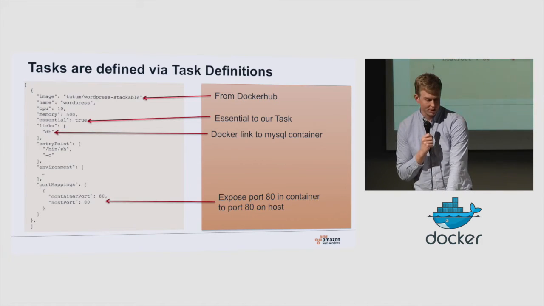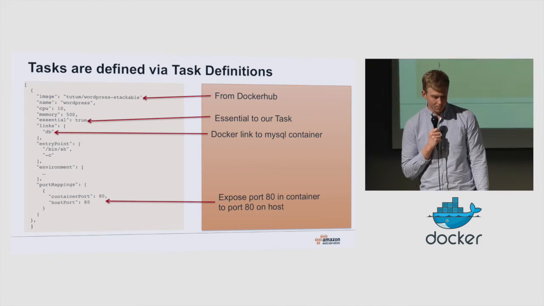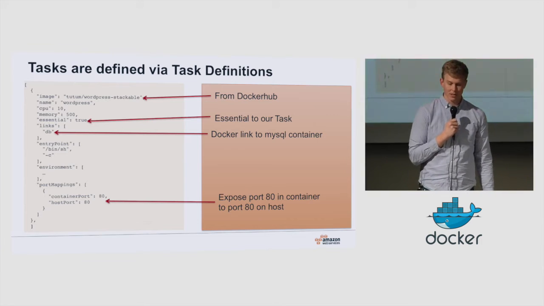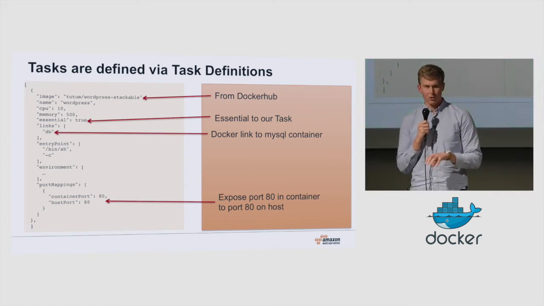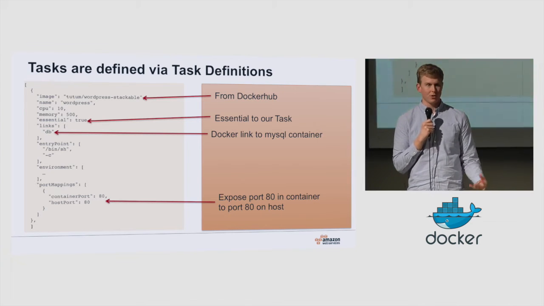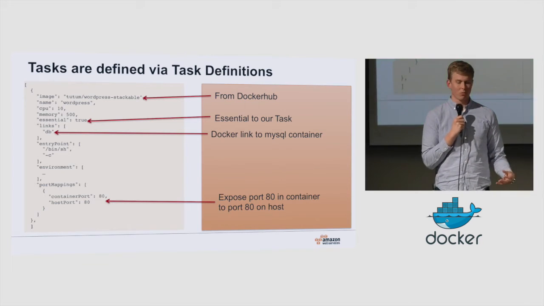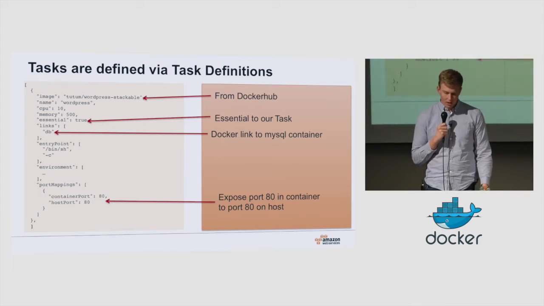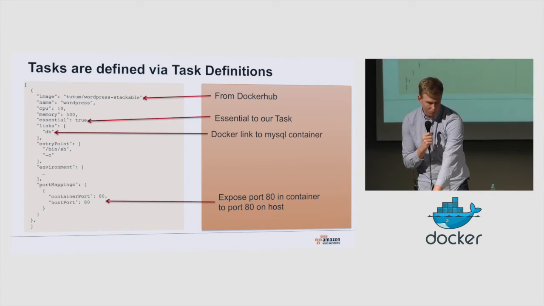On our WordPress side, this is also pulled from Docker Hub from a community image. Our task is marked as essential, which means that if this particular container dies, then the complete task will be terminated, because you don't necessarily want to be running MySQL after your WordPress terminates. It's linked to our database, and we have some port mappings, so we can expose it to the host and to the internet.